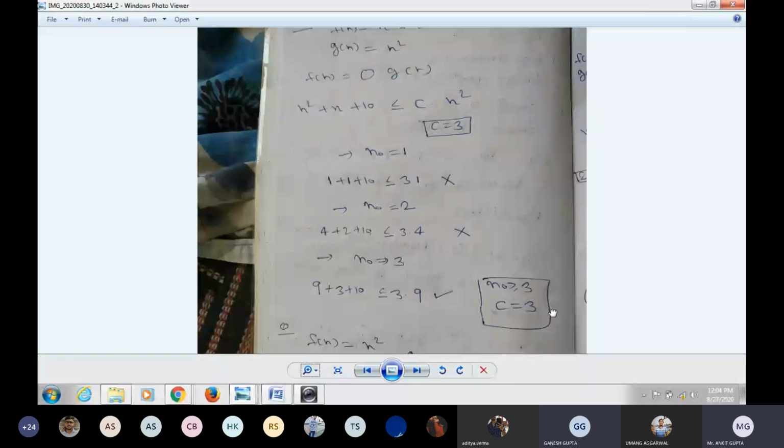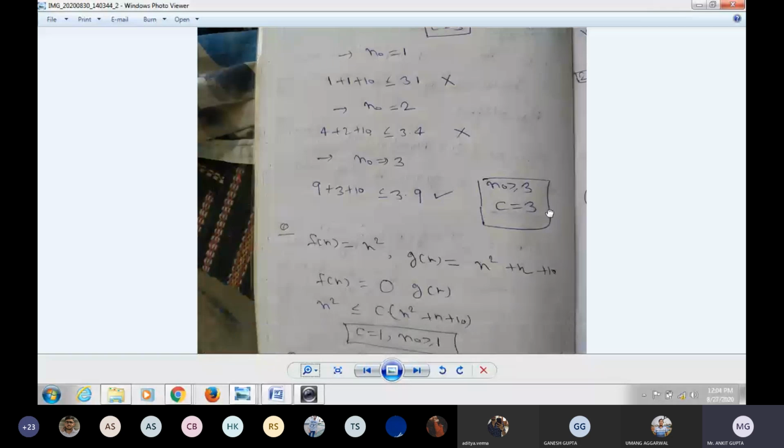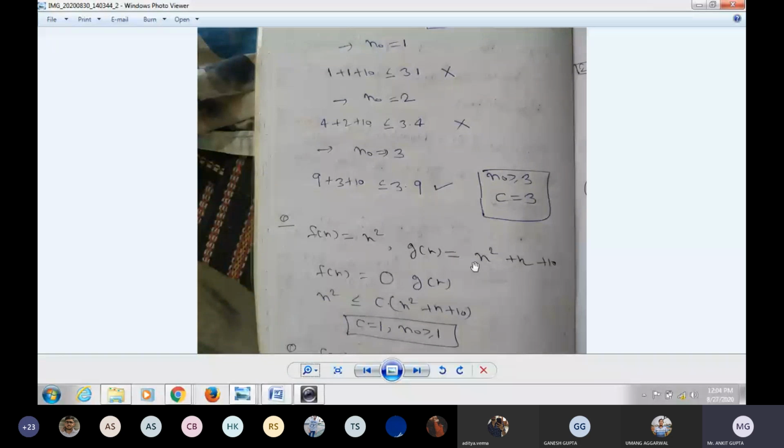Yes sir. Okay. In the second example, suppose Fn is n square and Gn is n square plus n plus 10. Now you have to tell me what is the value of n naught and what is the value of c. So Fn is order of Gn. What is Fn?